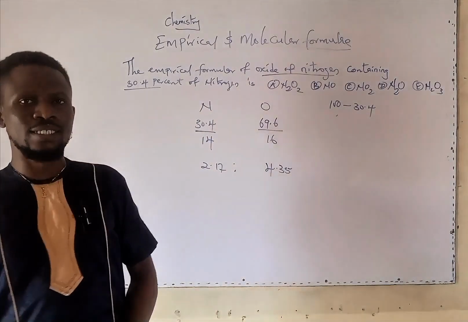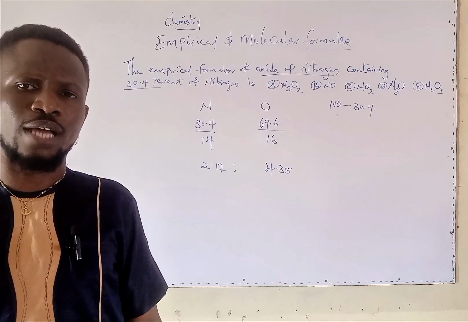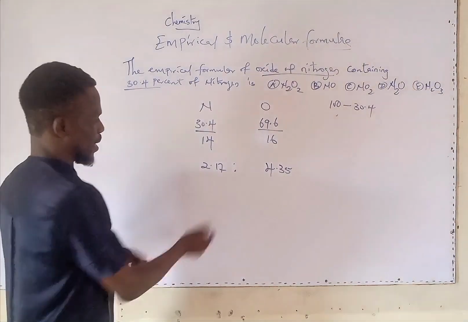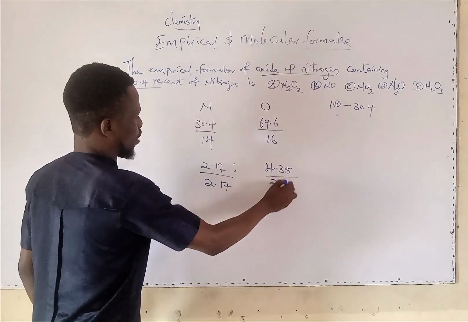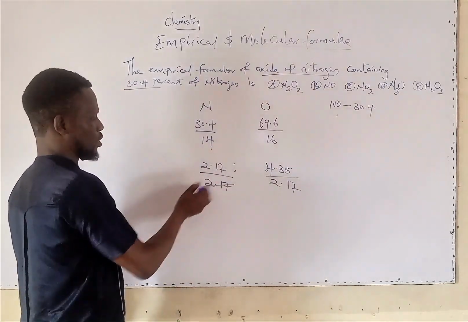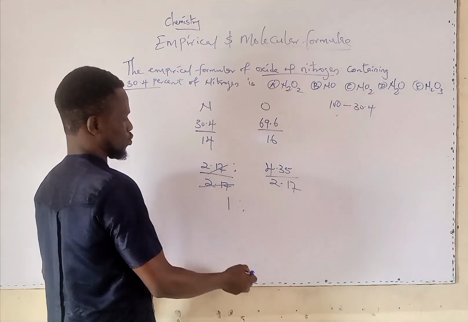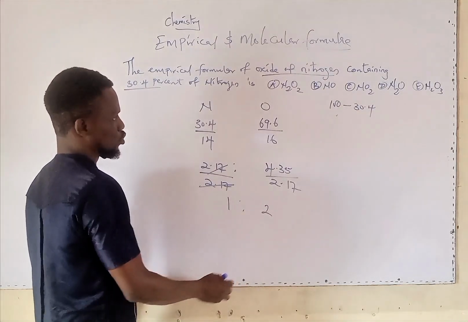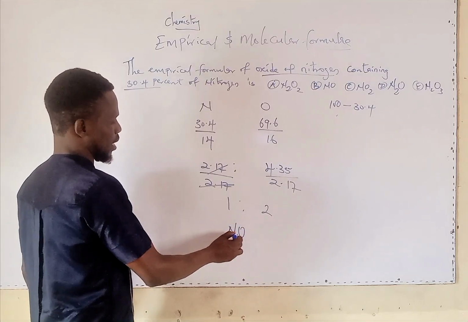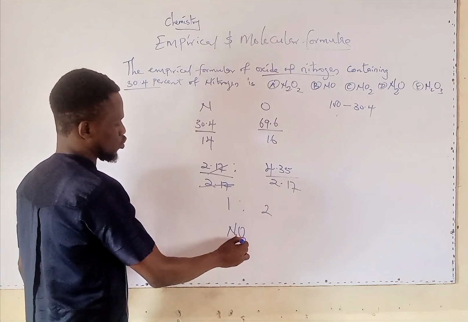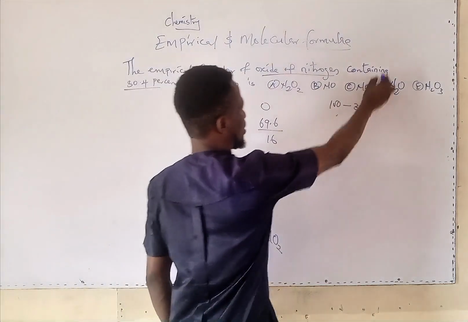Since the empirical formula expresses the smallest ratio of the atoms present, you divide by the smallest value. 2.17 is the smallest value. Dividing, you have 1 is to 2.0-something, which is approximately 2. So therefore, the empirical formula is NO2, right? So that is C, the answer.